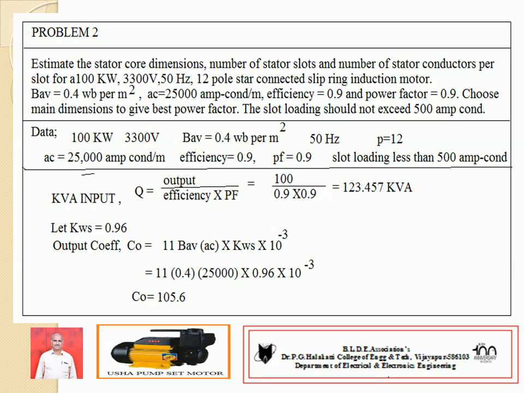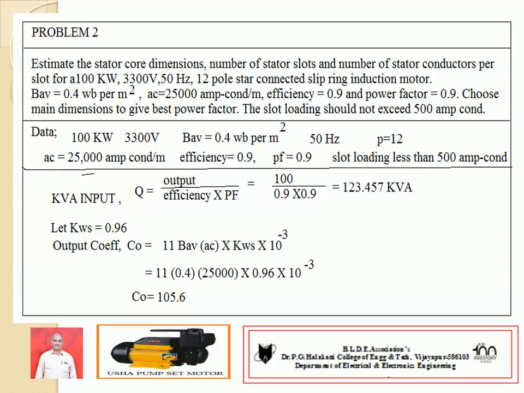In similar fashion, we have to go for the second problem. It is asked number of times in VTU examination. Estimate the stator core dimensions, number of stator slots, number of stator conductors per slot for a 100 kilowatt, 3300 volts, 12 pole, star connected, slip ring IM. B average 0.4 Webers per meter square, AC 25,000, efficiency 0.9, power factor 0.9. Choose the main dimensions to give best power factor. The slot loading should not exceed 500 ampere conductors.